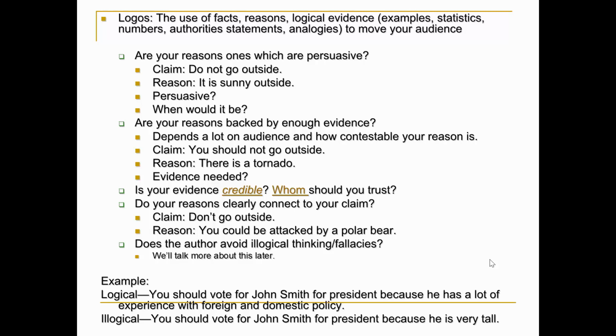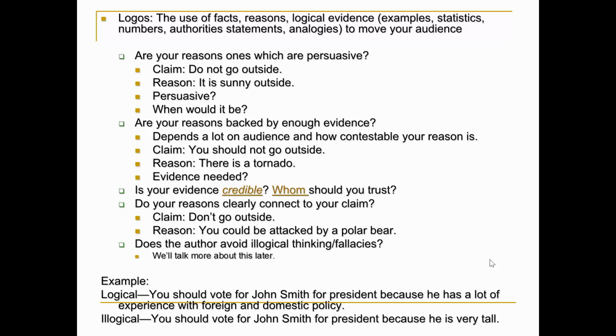Illogical. You should vote for John Smith for president because he is very tall. So it's kind of one of those interesting trivia bits that at least in debates among presidential candidates, the taller of the candidate is like 99% of the time perceived as winning the debate. And George W. Bush, who is a little bit on the shorter side, was debating John Kerry, who's very tall and skinny, and there was some controversy about giving him a little platform to stand on behind his podium so that he would at least appear as tall as John Kerry.